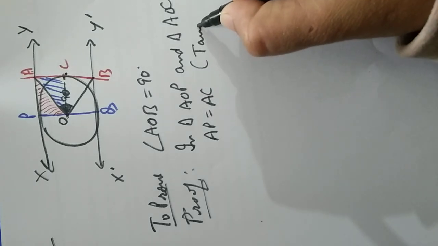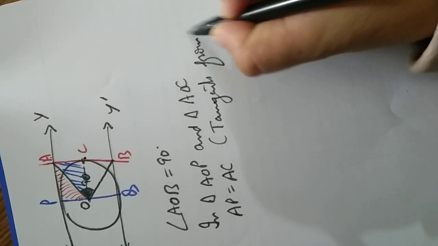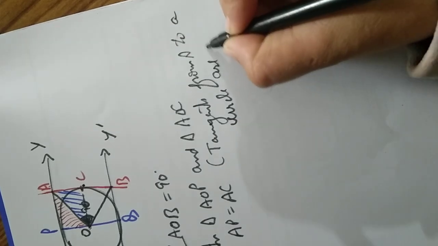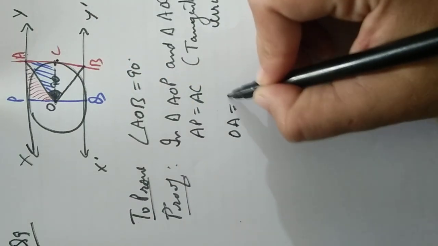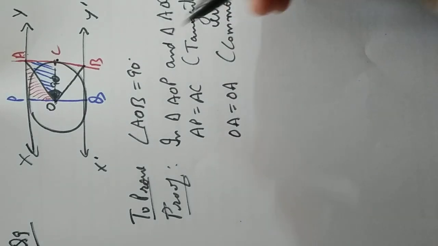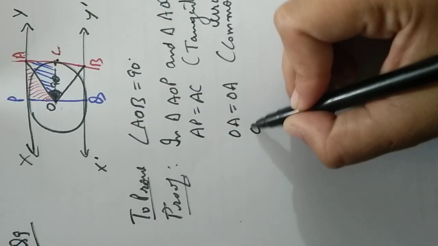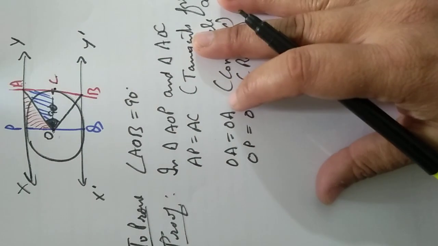You can write the reason also: tangents from A to a circle are equal. Another thing is OA. OA is common to both the triangles. You will write OA is equal to OA, common. And third one is OP is equal to OC. OP is the radius of the circle and OC is also the radius. So OP is equal to OC, each radii. Length of the radius of the same circle is always the same.